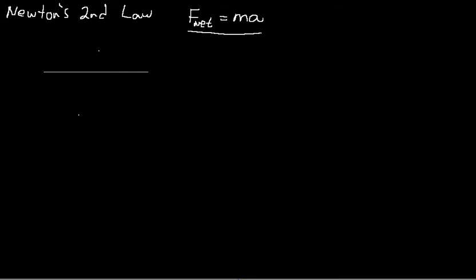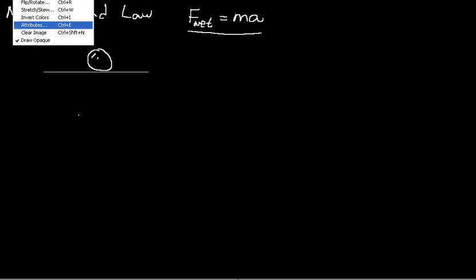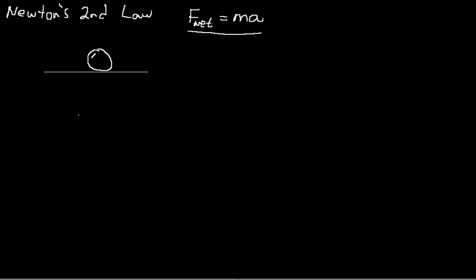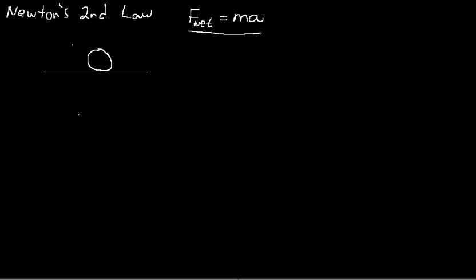Let's say I have a ball. Let's say I have a bowling ball here. And then let's say I don't have a bowling ball. I don't like bowling balls anymore, so let me just get rid of that. Well, it's not working.